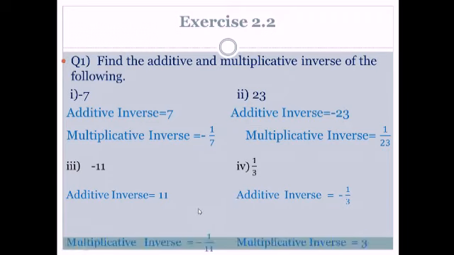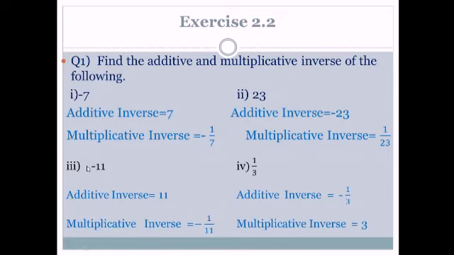For multiplicative inverse, you have to write the reciprocal. The sign will not change in multiplicative inverse. In multiplicative inverse, the sign remains the same, minus, so minus sign. So for this 11, its reciprocal will be 1 over 11. So this is the multiplicative inverse.